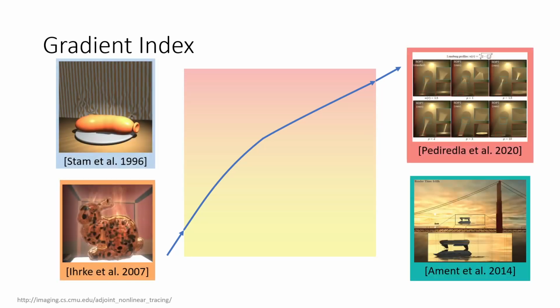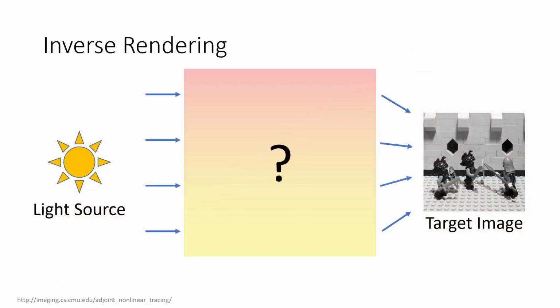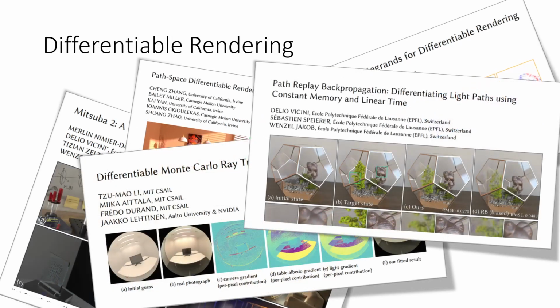And rendering these materials is a well-studied problem in graphics. But what we're interested in is the inverse rendering problem. What spatially varying refractive index parameters generate a target image given a particular light source? Our chosen method for solving this task is to use differentiable rendering.